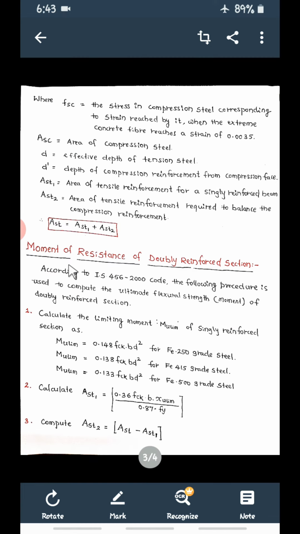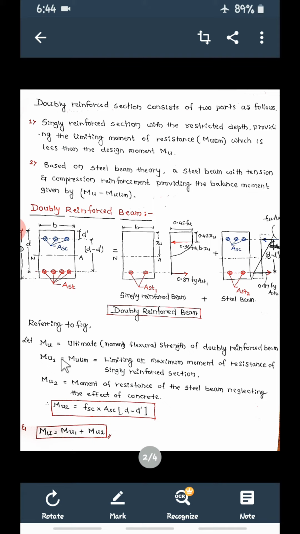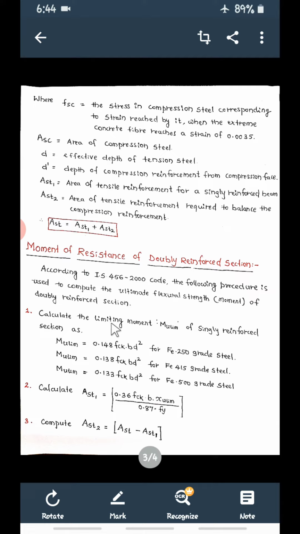Now how to calculate the moment of resistance of the doubly reinforced beam, the total MU? According to the IS 456-2000 code, the following procedure is used to compute the ultimate flexural strength or moment of the doubly reinforced section. So remember these 4 steps. First one is to calculate the limiting moment MU limit of the singly reinforced section. First we will calculate MU1. MU1 means MU limit, the limiting moment of resistance of the singly reinforced beam.